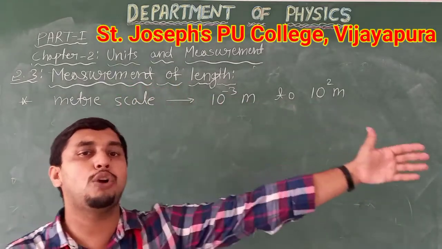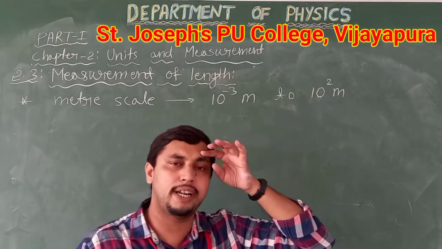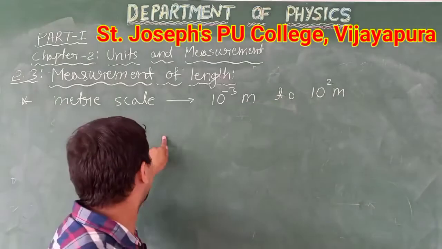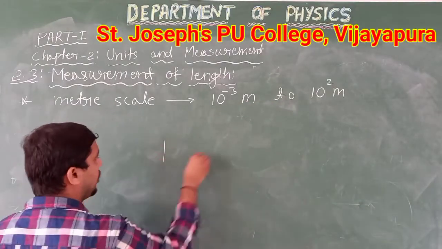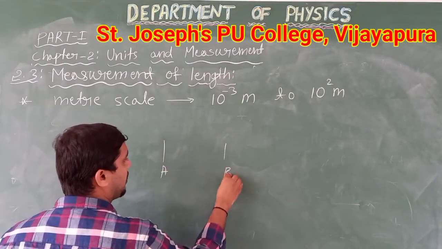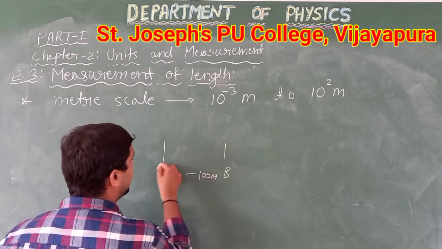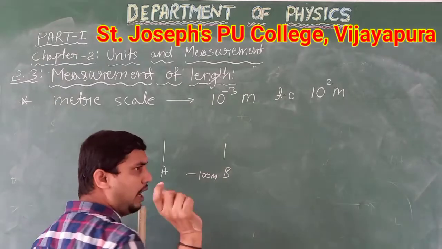So once again, if you have to measure a further 200 meter, you have to make a mark, just like from here to here. Here to here it is 100 meters. You have to put a mark here, B. So it will be 100 meter. Next, we will take the same meter scale.